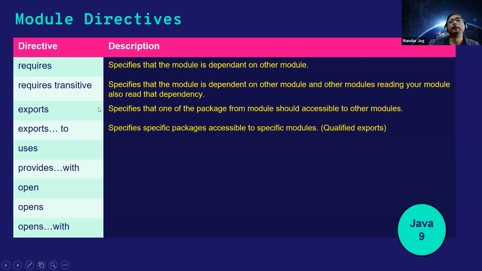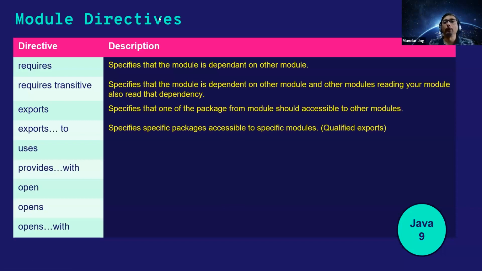Exports specifies that one of the packages from the module should be accessible to other modules. Coming back to the same example I talked about between me and Naveen, let's say I have one module which contains pack 1, pack 2, and pack 3. I don't want Naveen to use the services created in pack 1 and pack 2. I just want to give only pack 3. So I'm going to say exports pack 3.